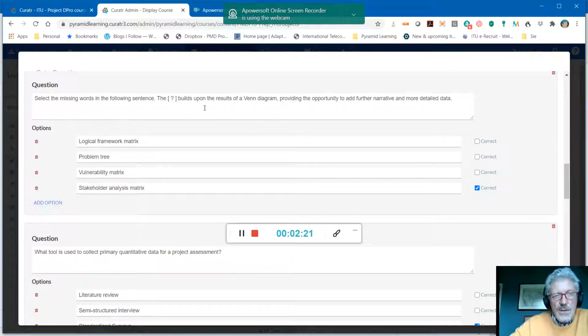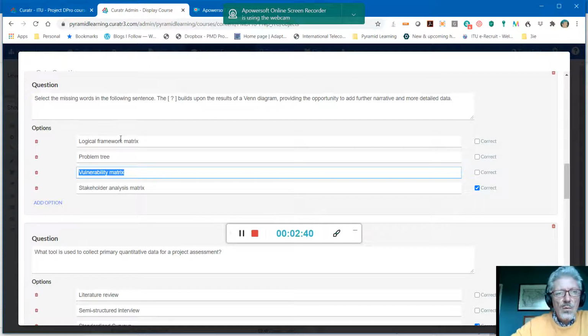Select the missing words. The something builds upon the results of a Venn diagram. So here we've got 4 tools. One of these is completely made up, doesn't exist. So if you see something that is not in the guide, it's not an answer. Top tip there for the test from me.